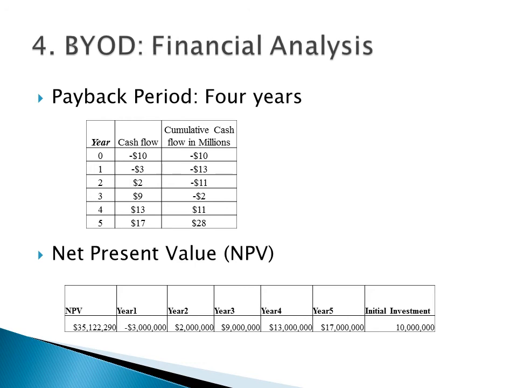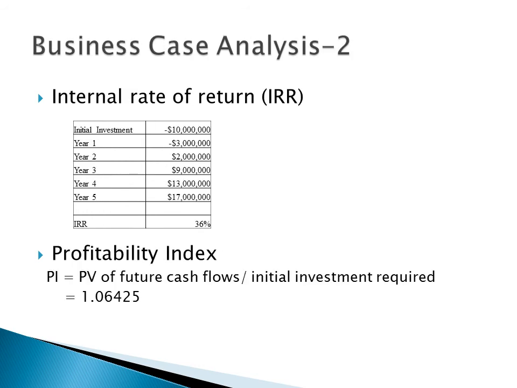The initial investment of the project is $10 million, and after taking the yearly cash flows into consideration, the net present value is calculated as about $35 million. The discount rate is considered as 10%, and the internal rate of return is calculated. The internal rate of return of the BYOD project is obtained as 36%, and the project is set to return all the investments from the fourth year onwards.